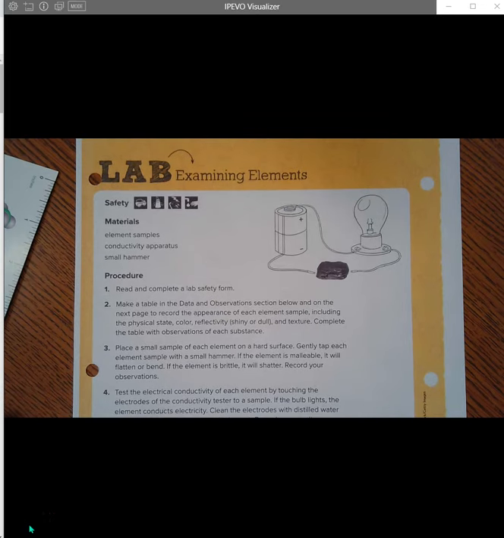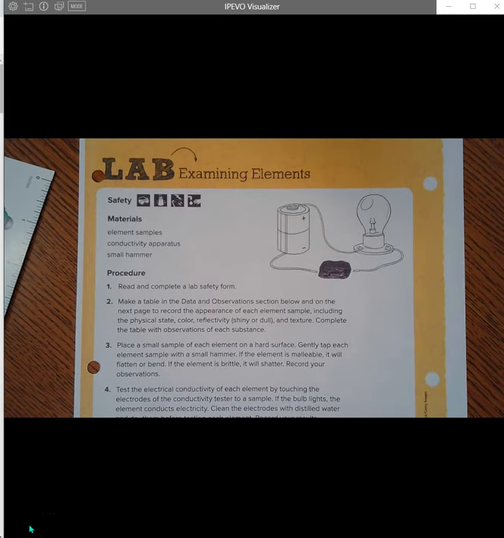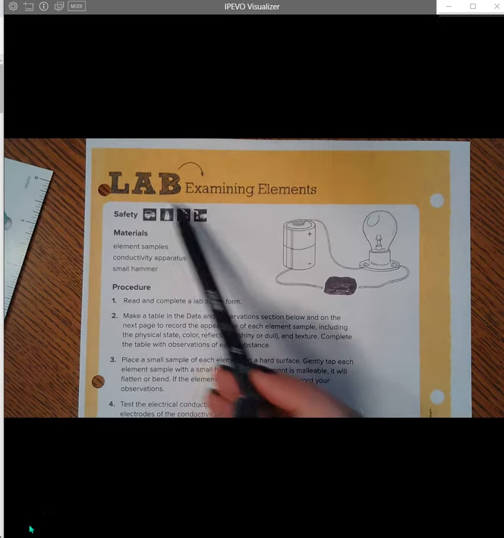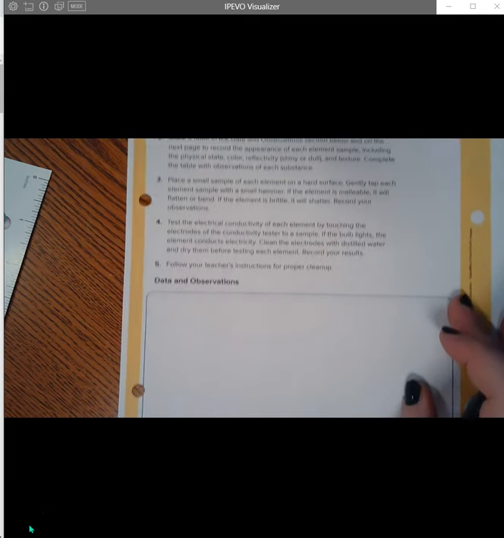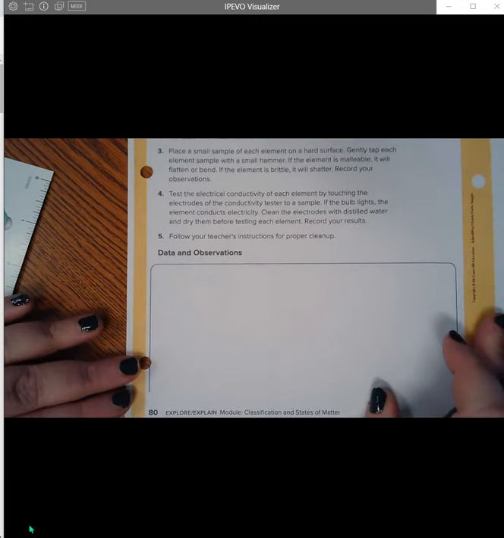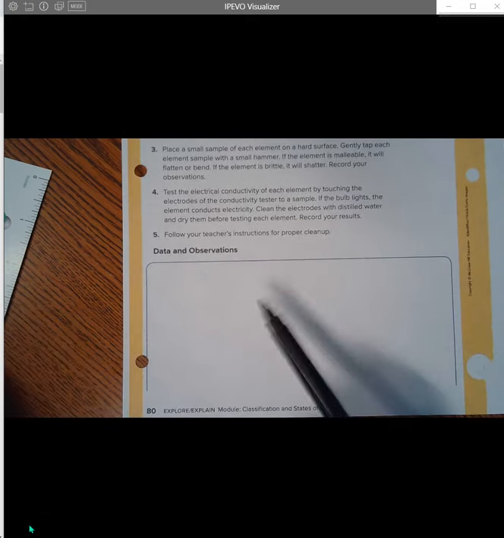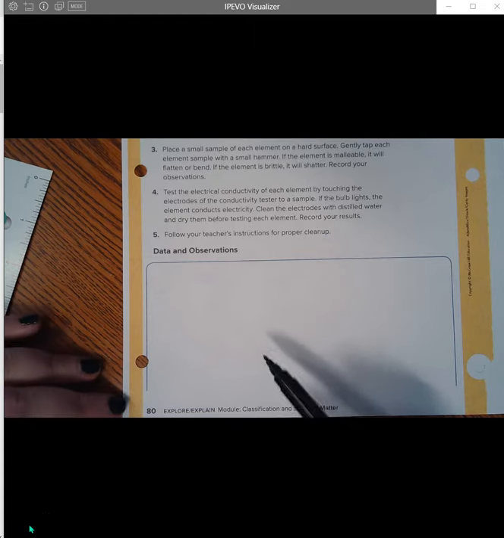Okay, in this video we're going to set up data tables for this lab called Examining Elements. This page is page 80 in your workbook. We're going to set up one data table here, and then the other data table will be set up on page 81. So I have a marker to make my data table, and I also have my paper ruler here.